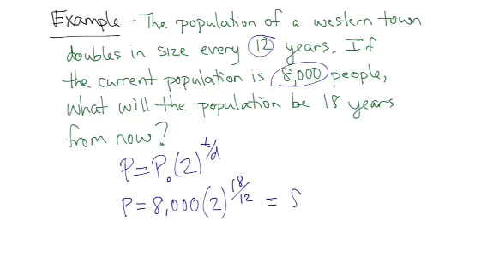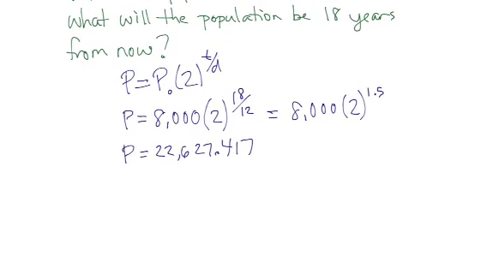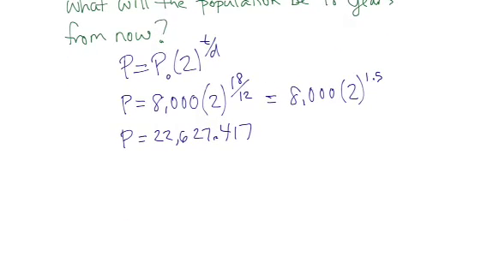So again, I'm going to simplify that a little bit. That's 8,000 times 2, and then 18 divided by 12 is 1.5. So 8,000 times 2 to the 1.5 power. All right, if you go ahead and multiply that out, we would get 22,627.417. Now, that decimal doesn't make sense. What is 0.417 of a person? It doesn't make any sense.